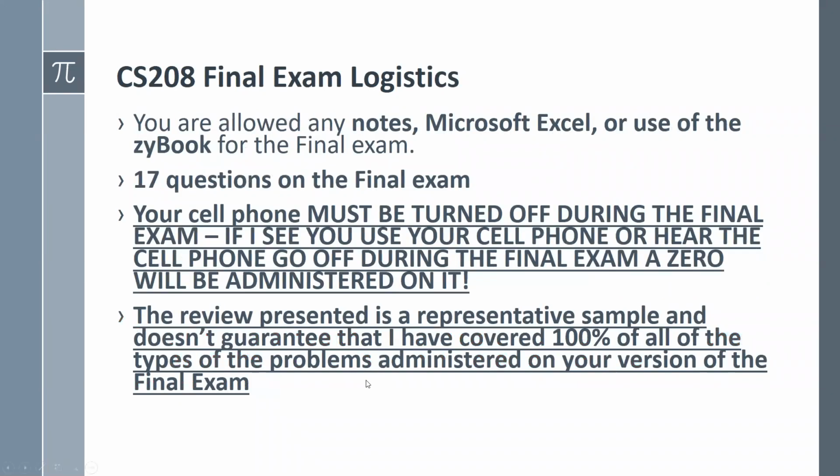Some other points as well. You are allowed any notes. It is open book, open note. You can use the ZyBook. We also have engaged Microsoft Excel inside of this course. You're welcome and free to utilize that. You're allowed any scientific or graphing calculator that you want to use. That is perfectly fine as well. The only thing that you will not be able to use as a smart device is your cell phone, and we'll talk about that here in a minute.